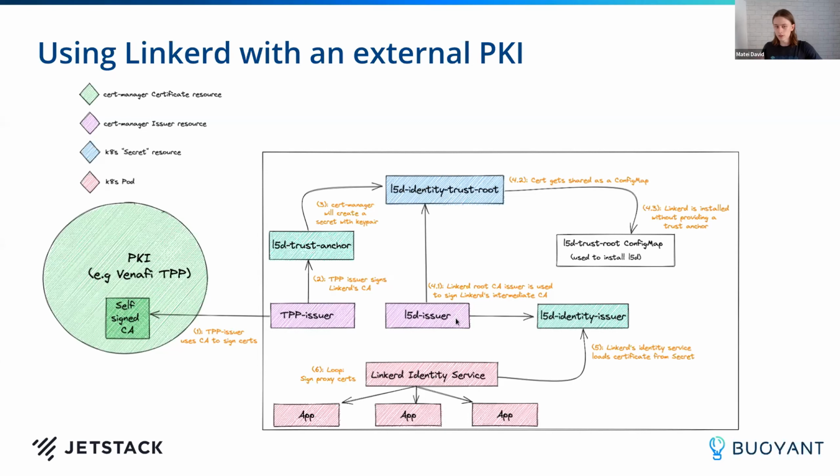And after this, with the intermediate CA, we can mount the secret that will come out of it into Linkerd's identity service and start issuing certificates for our proxies.